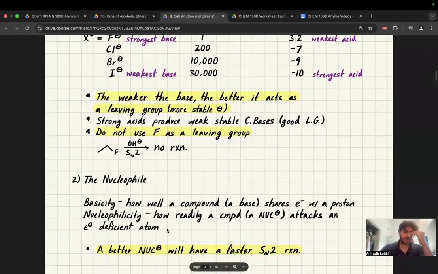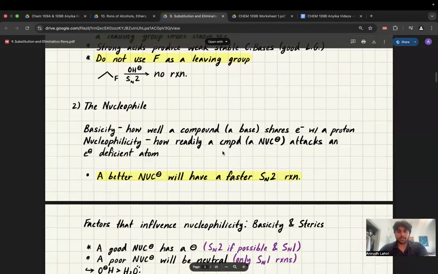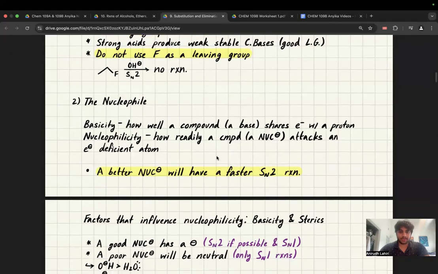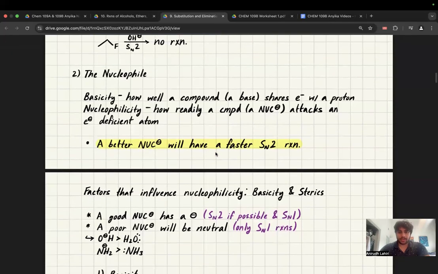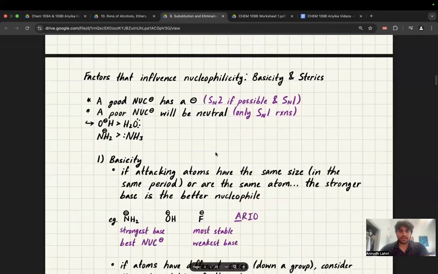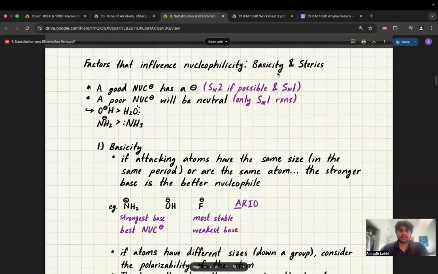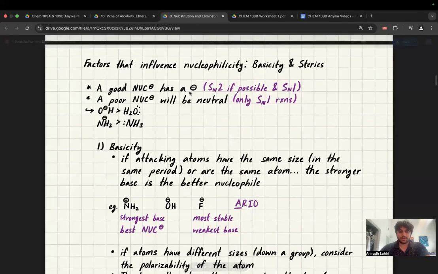Okay. The nucleophile, basicity, how well a compound shares electrons with a proton. Nucleophilicity is just how readily a compound, a nucleophile, will attack an electron deficient atom. A better nucleophile will just have a faster SN2 reaction. So the major things that affect nucleophilicity are basicity and sterics, okay? A good nucleophile has a minus charge, right? When we have a minus charge, that means we have electrons located in one position, very local to one area, which means we have a really good way to attack.